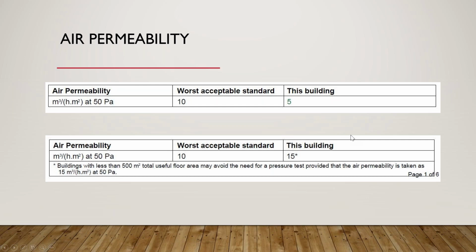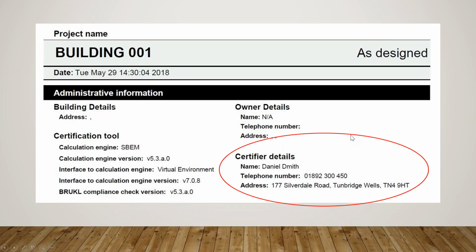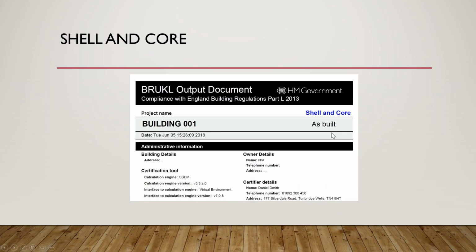Shell and core BRUKLs. Right. Shell and core BRUKLs are BRUKLs that are issued at the shell stage. If you're going to sell the shell, you will issue a shell and core BRUKL.